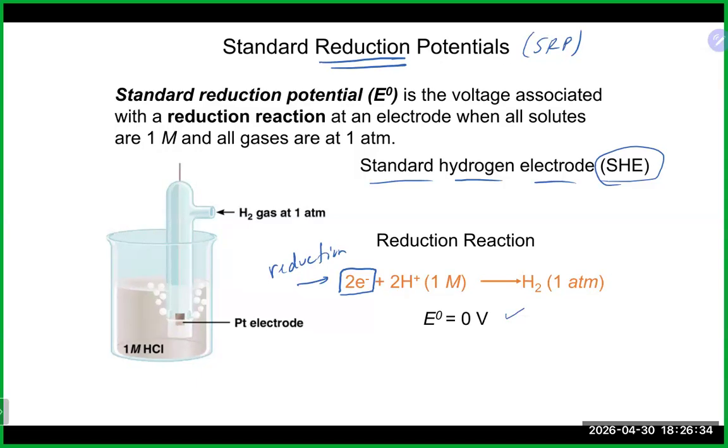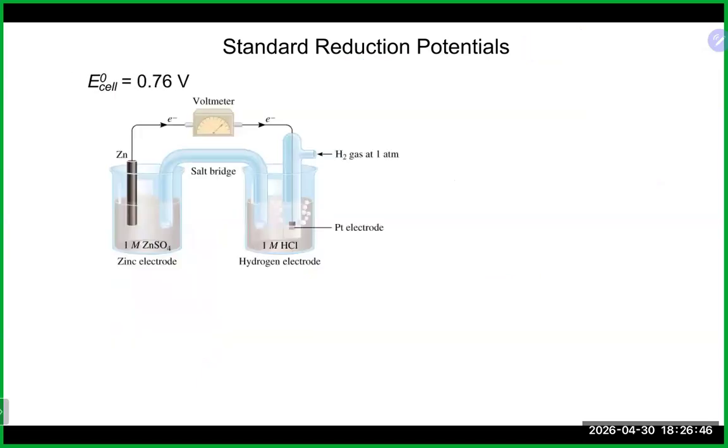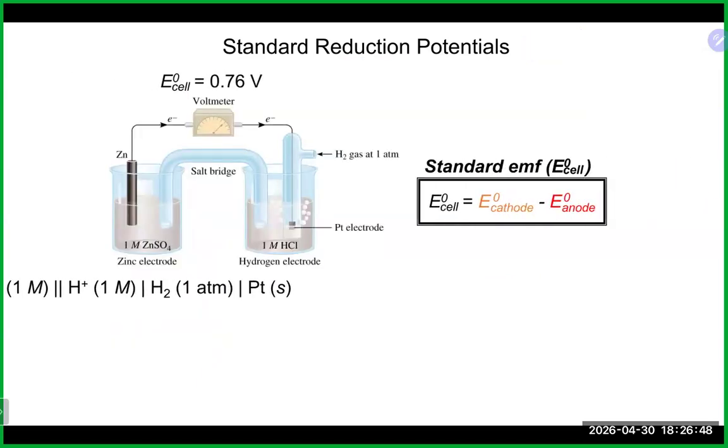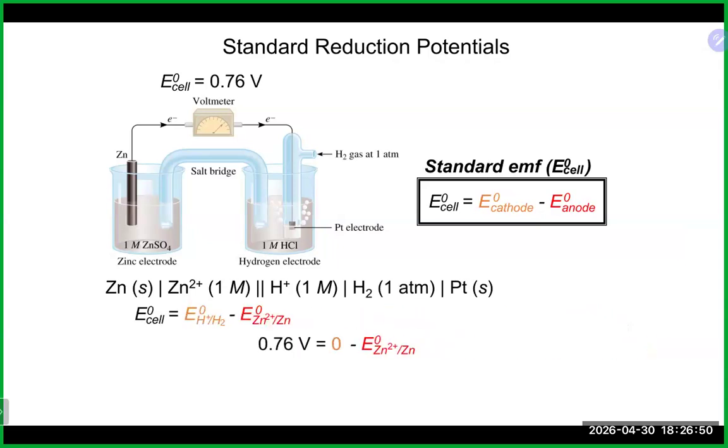So what they basically could do now is just kind of hook everybody up with hydrogen, measure the voltage, and then they can figure out the SRP values for basically everybody else by doing so. And so, for example, here, if they hooked up hydrogen with zinc and they ran it there, they will end up with a cell voltage of 0.76 volts.